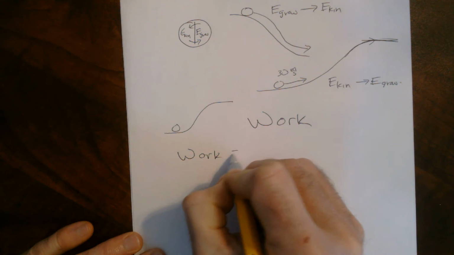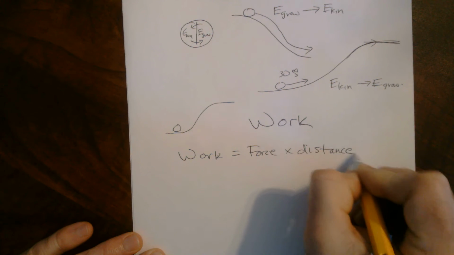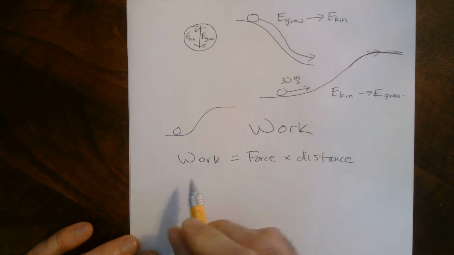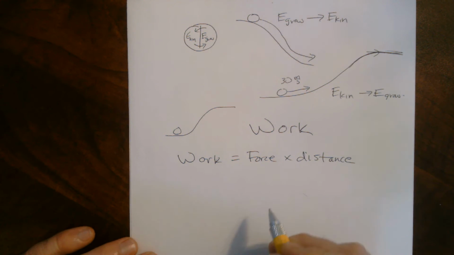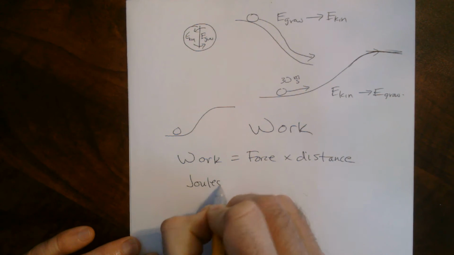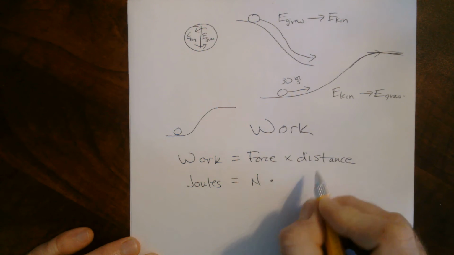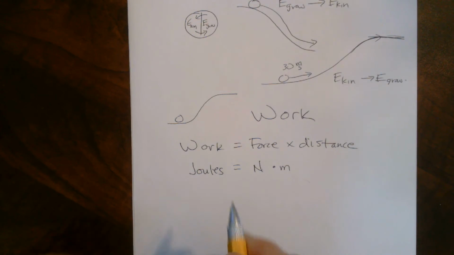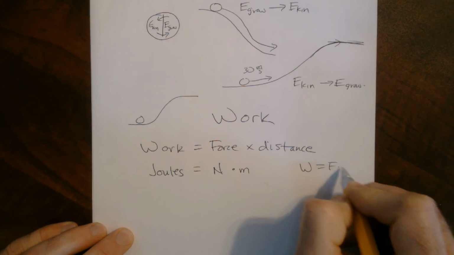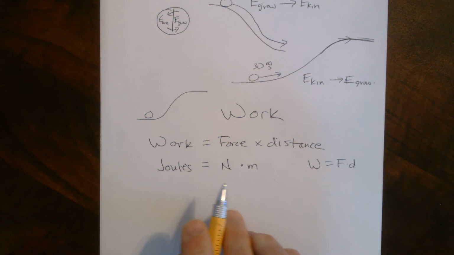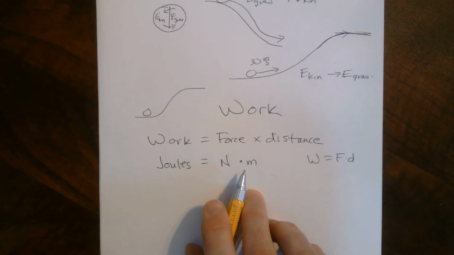Let's just get the formula part out of the way. Work is equal to force times distance. And since working adds energy to a system, we're going to use the same units of energy for work and energy. So that's joules. The unit of force is a Newton, and the unit of distance is the meter. So a joule is a Newton meter. Your abbreviation is just going to be work equals force times distance. Again, force is in newtons, distance is in meters, so a joule is a Newton meter.